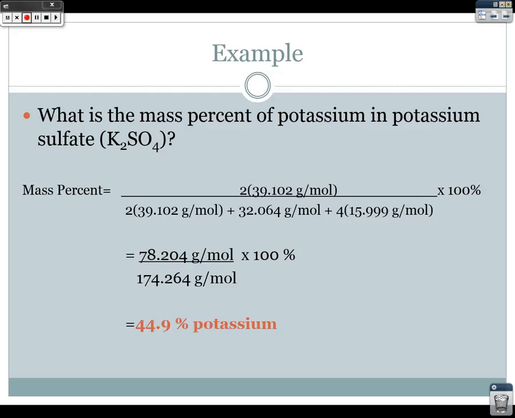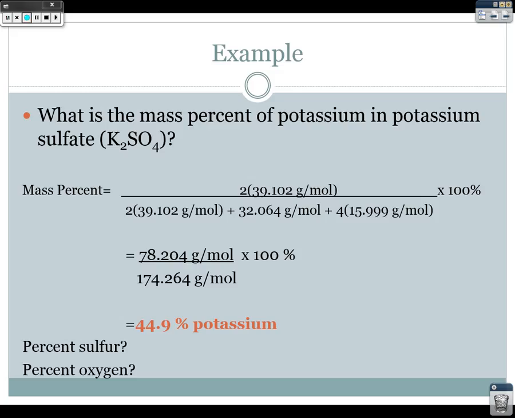And so the answer is 44.9% potassium. So let's say you had 100 grams of potassium sulfate, you'd have 44.9 grams of potassium specifically. And we could then do the same thing to find sulfur and oxygen. So I'd like you guys, on a scratch piece of paper or something, to try and find the mass percent of sulfur and of oxygen. So go ahead and pause the video and see if you can figure that out.